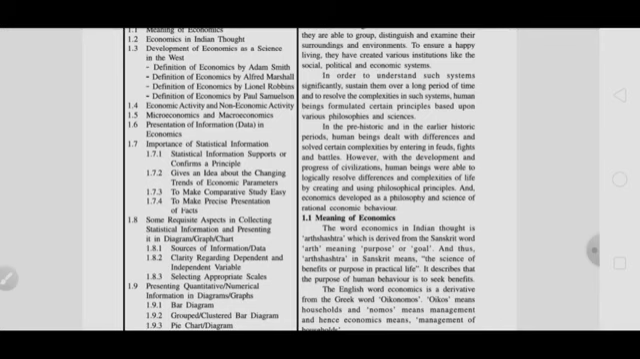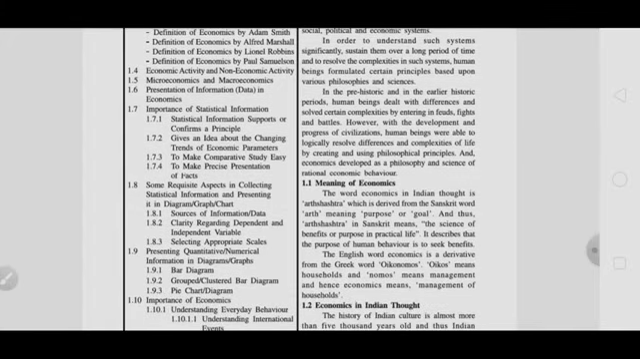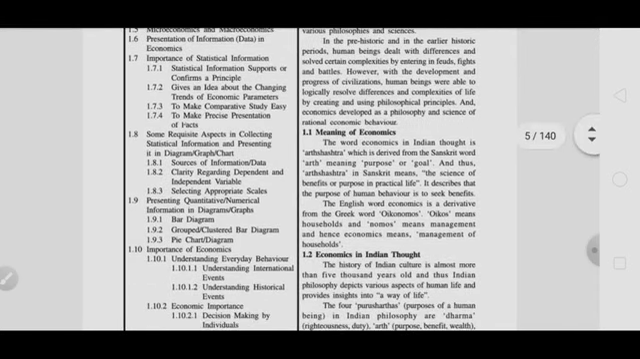Economic activity and non-economic activity, in which all the activities which are done for the purpose of getting something in return are called economic activities, while non-economic activities are not done for the purpose of getting anything in return. Then microeconomics and macroeconomics. Then presentation of statistics, in which there are 3 ways of presenting the data. First one is through statistical information, second one is through diagrams and graphs, and third one is through tables, which we are going to discuss in detail in this chapter.